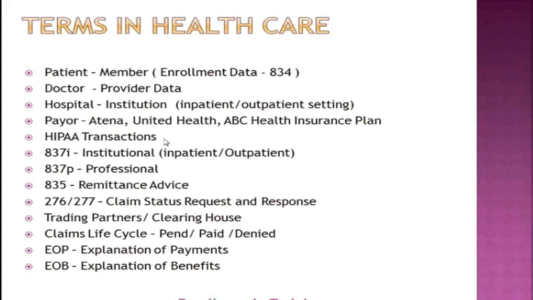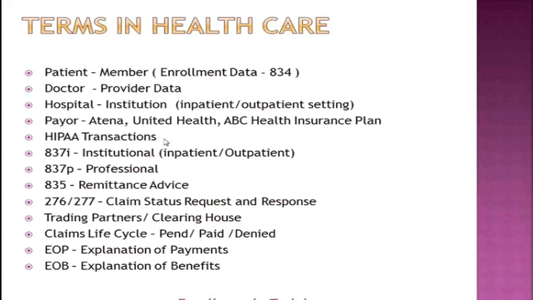Okay, so let's move on here. You have 837I, you have 837P, you have 276 and 277. These are all the different file formats and the different purposes. 837I is an institutional claim format used for inpatient and outpatient settings. 837P is a professional claim file format used by the doctors. If the doctor is sending a claim to a health insurance company, you have to use 837P for all the doctor visits and such.